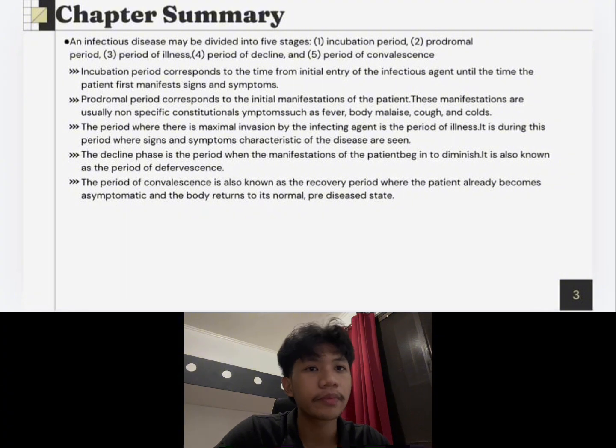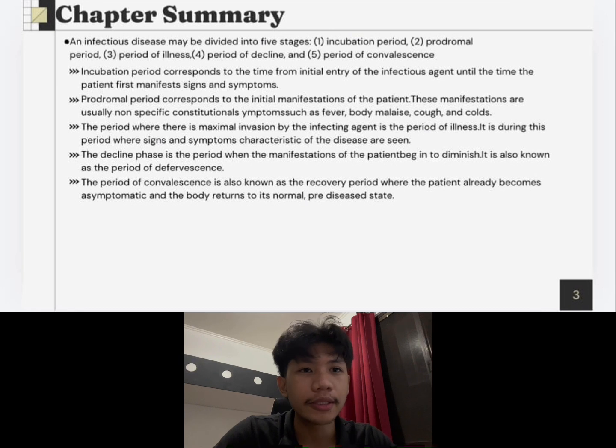So the fourth one is the decline phase. It is the period when the manifestation of the patient is diminished. It is also known as the period of defervescence. The declining signs and symptoms. When the person's symptoms decrease but the person is still ill, number of pathogens decrease, bumabalik na siya sa normal dito.